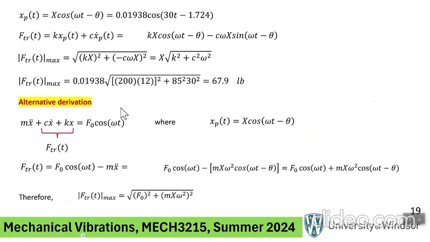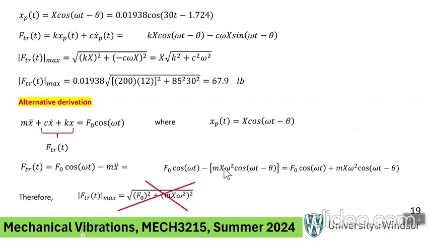And therefore, we're going to say that the maximum value of this function is the square root of f naught squared plus mx omega squared, just like I did it here. I had a cosine and a sine, and I said the maximum value is the square root of the square of that plus the square of that. So I have a cosine and a cosine, and I'm going to say square root of f naught squared plus mx omega squared, just like that.